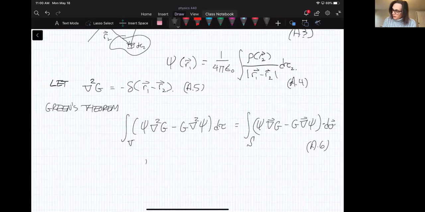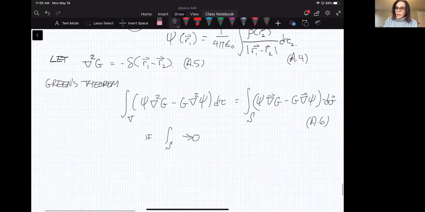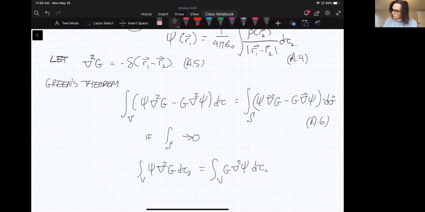And then if we make s go to zero, that is the integrand goes to r to the minus two, this is the typical manipulation that we have for these surface integrals. Ultimately, the integral over V of psi del squared g d tau two is equal to the integral over that volume of g del squared psi, again over that volume. That's just because we're able to drop out that term and then equate everything in that integrand. Okay.